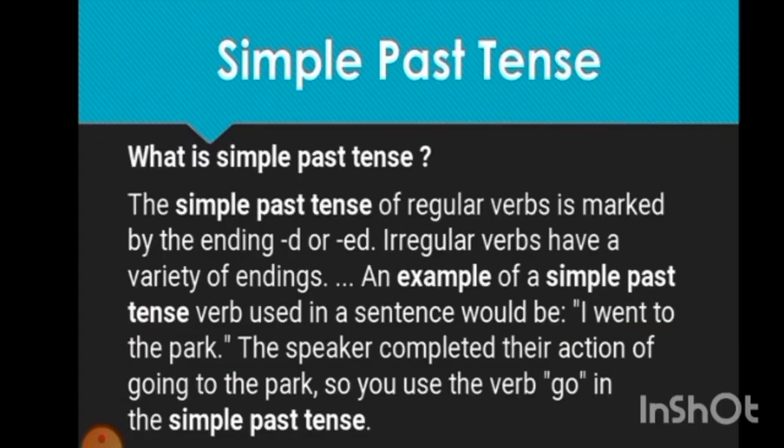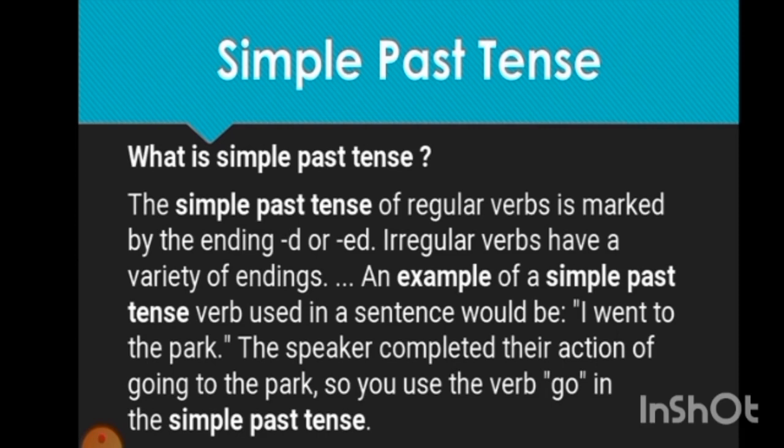Okay, so that was all about the simple present tense, and now we are going to talk about the simple past tense. What is simple past tense? The simple past tense of a regular verb is marked by the ending d or ed. As we were discussing, in the simple present tense the word ends with s or es, and in the simple past the word will end with d or ed.